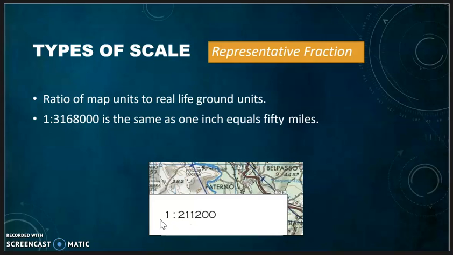And so, again, representative fraction is just map units to real life ground units. It shouldn't matter if you're talking about inches, centimeters, miles, kilometers. 1 of whichever unit is going to equal 211,200 units on the ground.